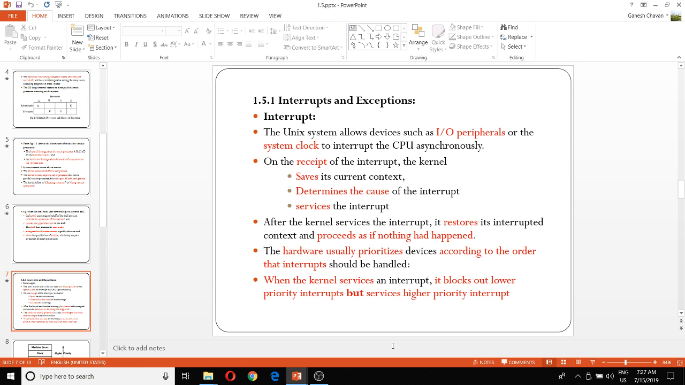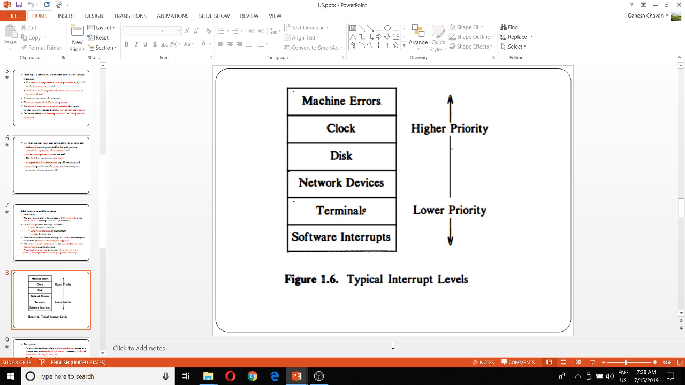The hardware usually prioritizes devices according to the order that interrupts should be handled. When the kernel services an interrupt, it blocks out lower priority interrupts but services higher priority interrupts. Now, with this particular diagram, you will understand typical interrupt levels. At the right side of the diagram, you will find the priorities, and those can be listed out to be higher priorities and lower priorities.